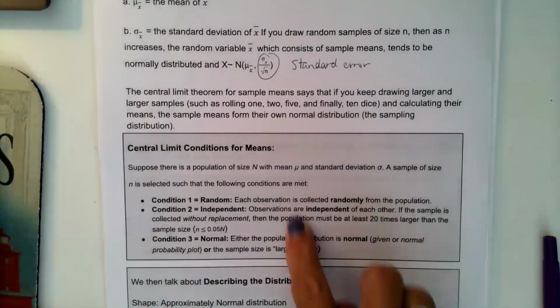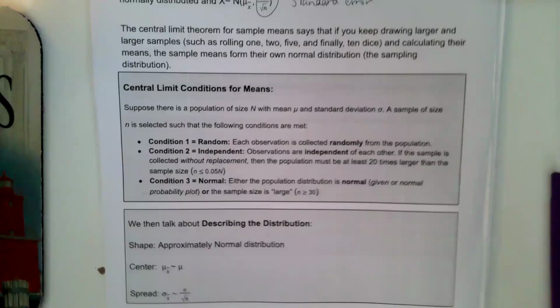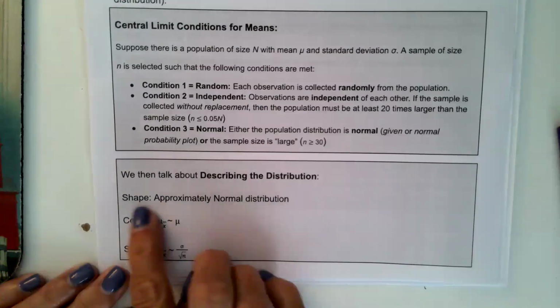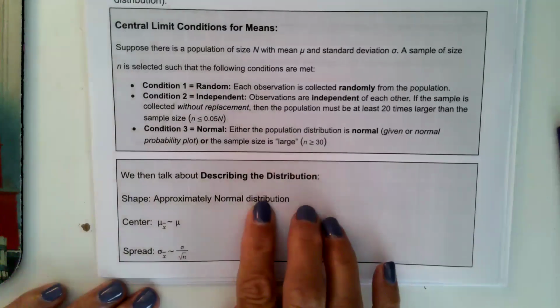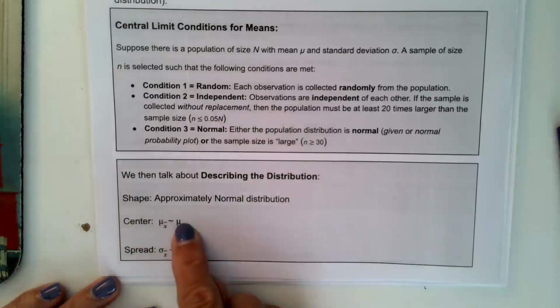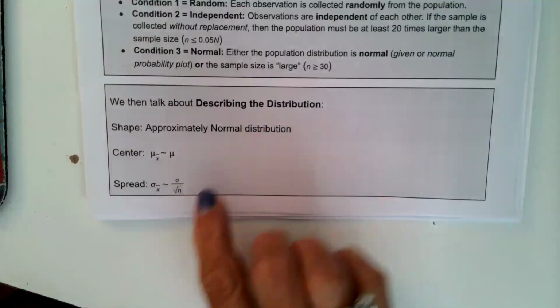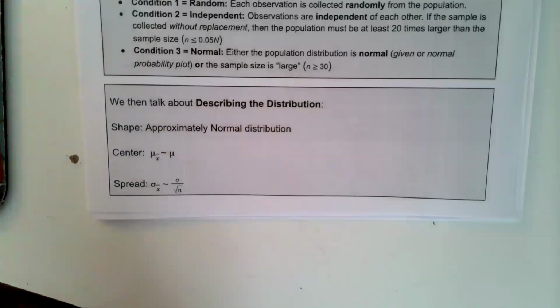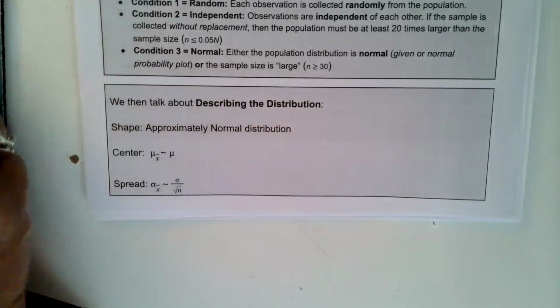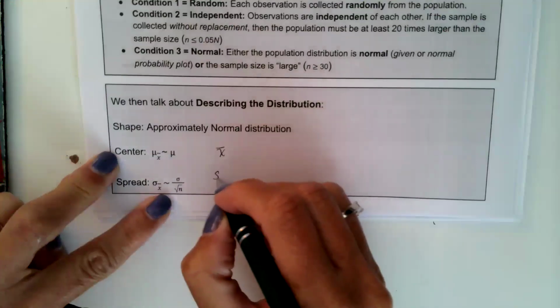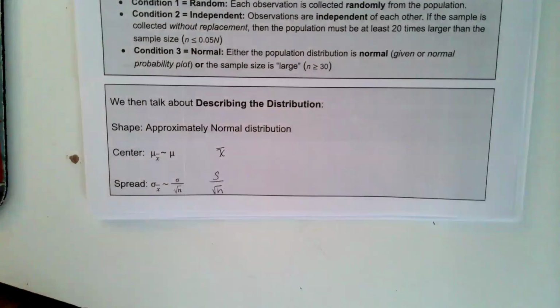So if we can say that we've met these three conditions, then we can describe our distribution here. We can say that our shape is approximately a normal distribution, and the mean of the sample means is going to be approximated by the population mean that we know. And then the standard error of the sampling means is going to be the population standard deviation divided by the square root of n. And if we have sample data, this would be X bar, and the standard error would be S divided by the square root of n.